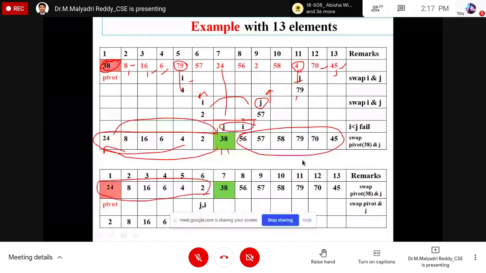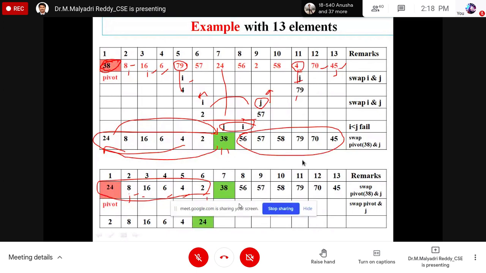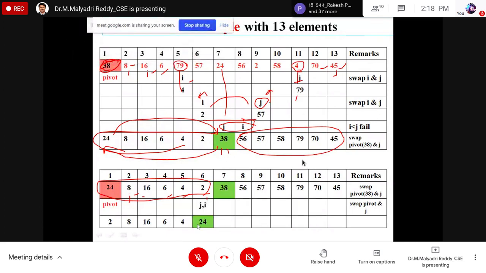So 24, 8, 16, 6, 4, 2. Again, take 24 as the pivot element. Automatically, this is the i value, this is the j value. 8 less than 24, right? Move to here. 16 less than 24, right? 6 less than 24. 4 less than 24, right? 2 less than 24. i comes to here, so it is the end of position. No need to swap any element, so automatically this pivot element is swapped with the 2. So 24 is already sorted. So it has again one sub array.